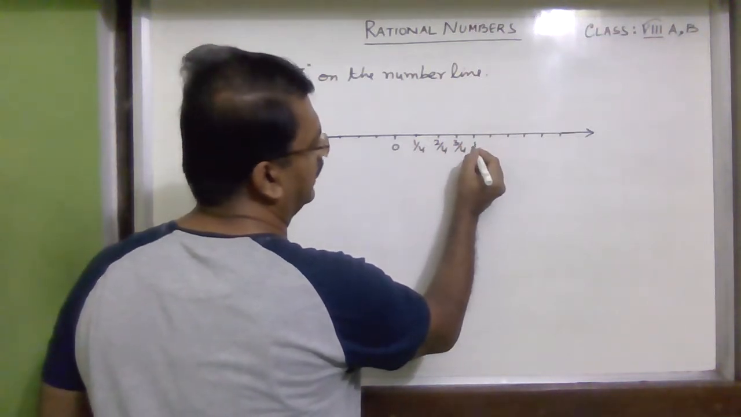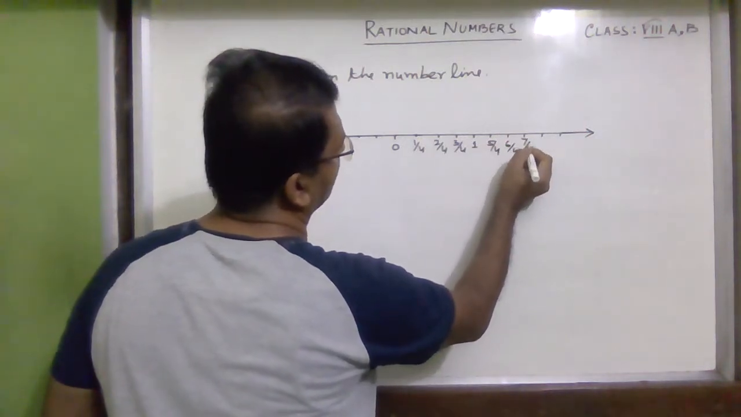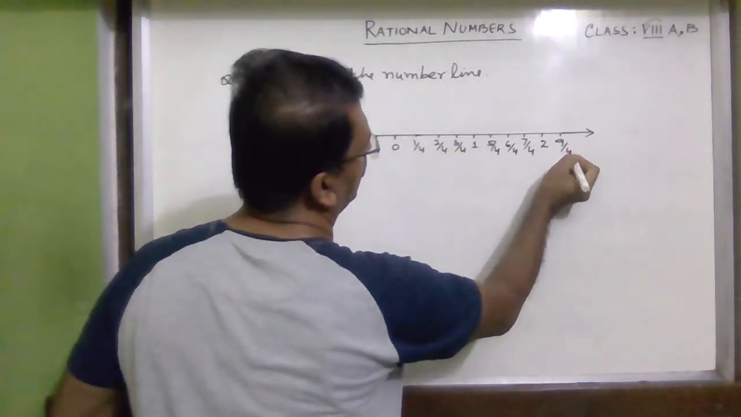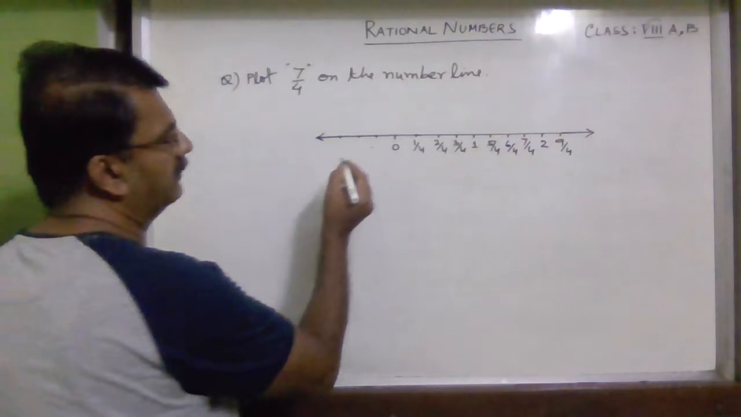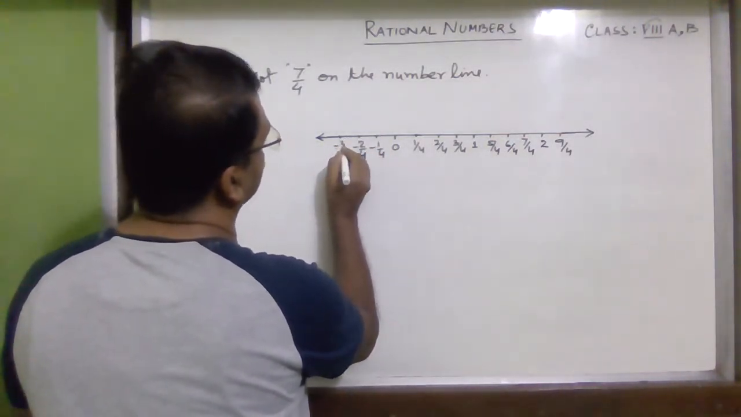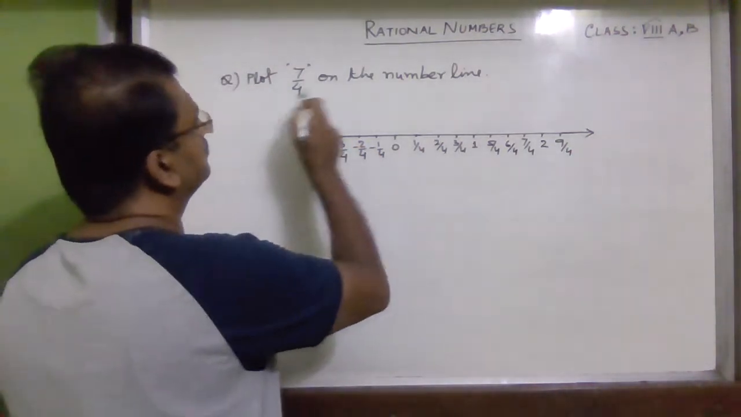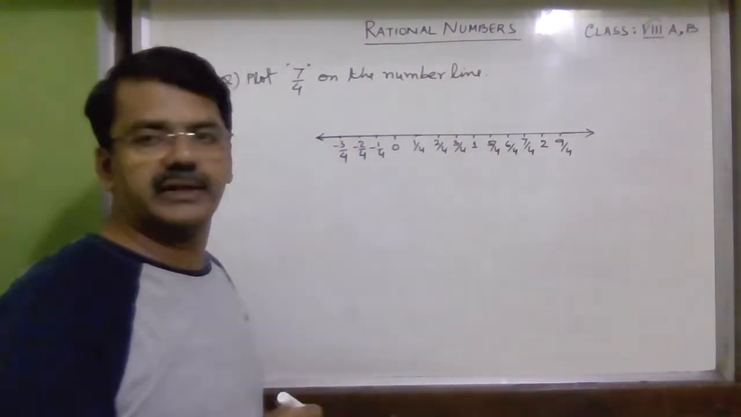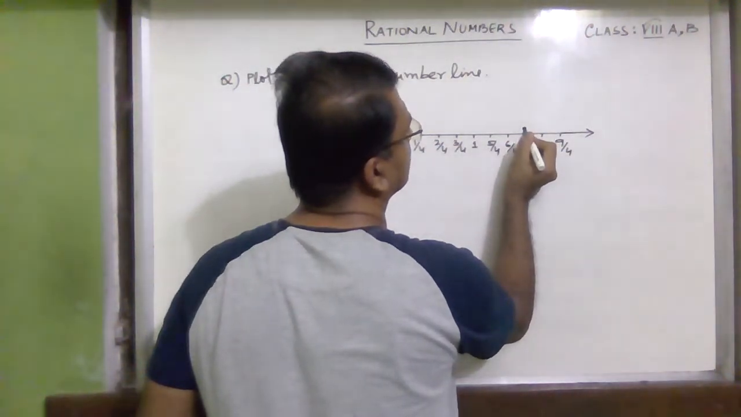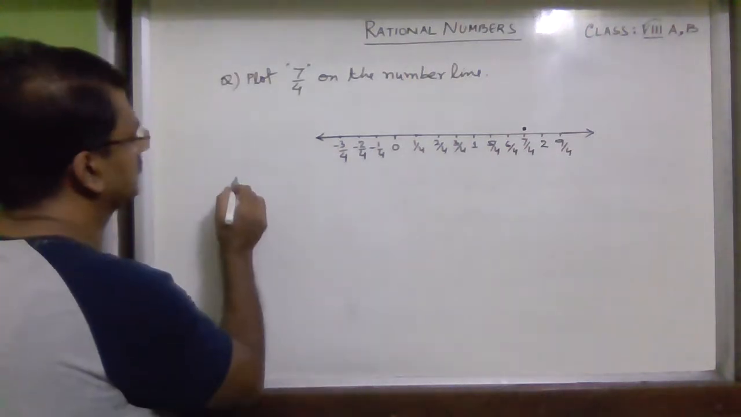Instead of 4 by 4, we can write 1, then 5 by 4, then 6 by 4, then 7 by 4. Instead of 8 by 4, we can write 2, and then 9 by 4, and so on up to infinity. And on the left hand side, it will be minus 1 by 4, minus 2 by 4, minus 3 by 4, and so on up to infinity. Okay. Now the number that we have to plot is 7 upon 4. 7 upon 4 is here, so just make a dot here like this, and that is your answer. Clear?